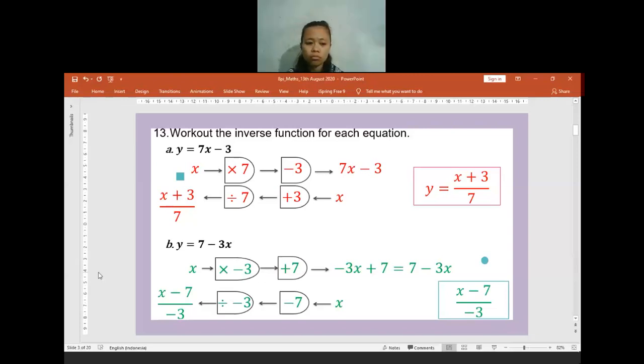I'm still a bit confused on B. Okay, with B. If you are still confused at B, as I told you, because the input is X, you check the input is X, so we will focus on the things that are connected to the X. So here, we have the negative 3X. From X into negative 3X, we need to multiply it by negative 3. And then the number 7 here is positive.